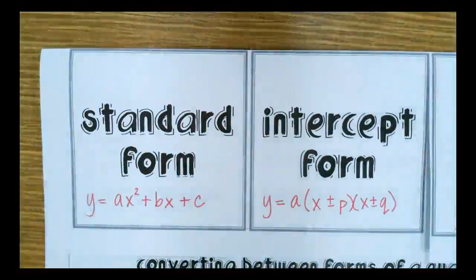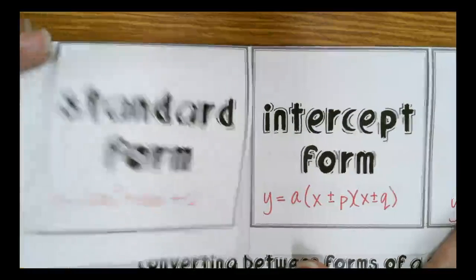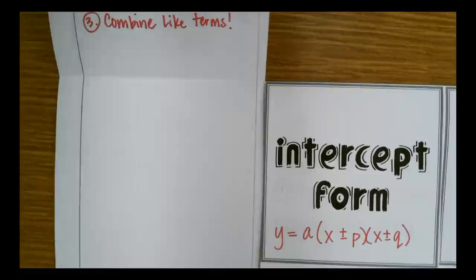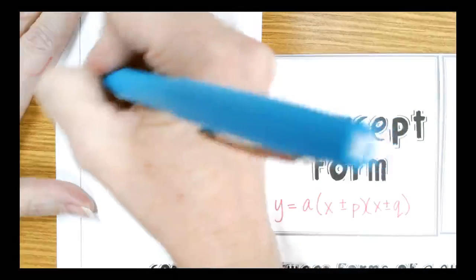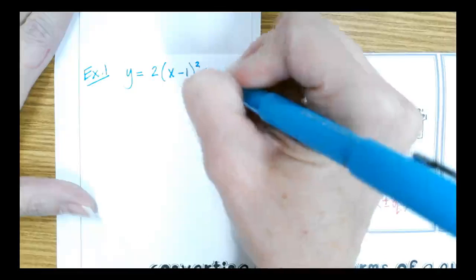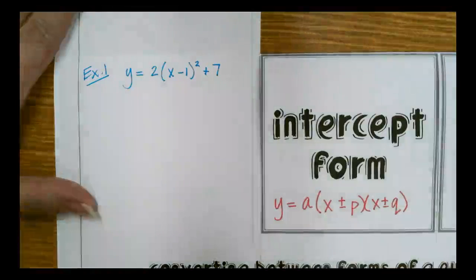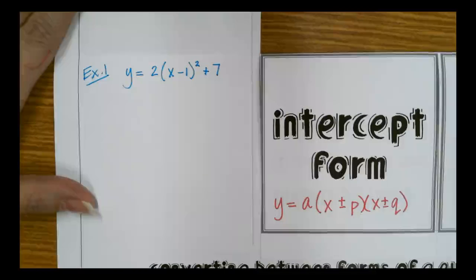All right, so now let's go through and do an example of each type. First off, we'll start with standard form. I'll go ahead and number them, since that's what I usually do. Example 1: I'm going to give you y equals 2(x minus 1) squared plus 7. First off, you need to identify what we're starting with.